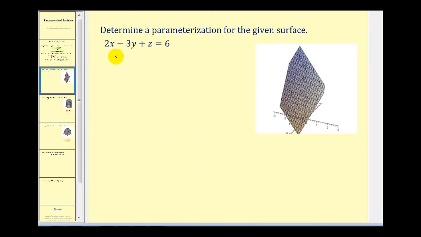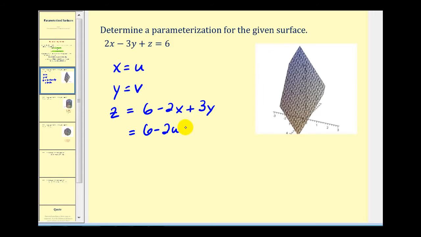Here we have the plane 2x minus 3y plus z is equal to 6. So if we let x equal u and y equal v, we could solve this equation for z and then replace x and y with u and v. So let's go ahead and do that. So z would be equal to 6 minus 2x plus 3y, which in terms of u and v would be 6 minus 2u plus 3v.